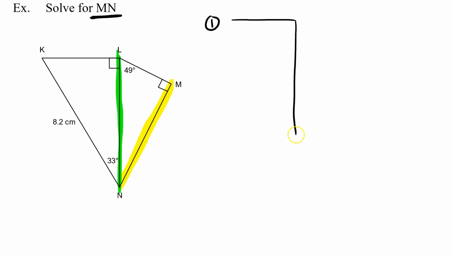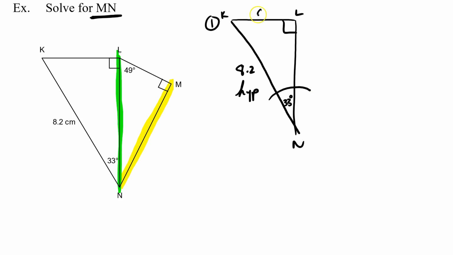So if I have this right here, you don't have to redraw it if you don't want to, but I sometimes find that redrawing can just make it a lot clearer. So this is our K, L, and then N. I know this is my 33 degrees. This is 8.2. This, by the way, is my hypotenuse. This right here is my angle. So that means that this is my opposite, and then this is my adjacent. Now, my shared side, this one right here, this is my green side. This is what I'm trying to find out.